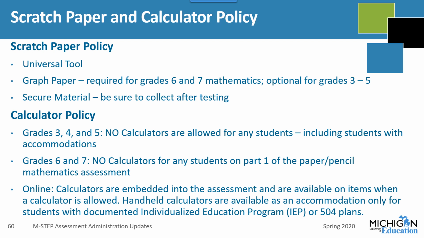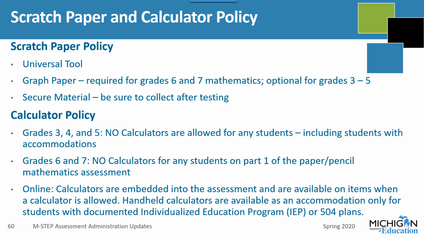For calculators, there are no calculators allowed for grade 3, 4, and 5 mathematics, even if students have the accommodation listed in their IEP or 504 plan. It changes the construct, or what is being measured, of the test. For grades 6 and 7, they are available on the mathematics test. For the online test, calculators are made available on items that have a calculator allowed. If there is no calculator on an item, it is not allowed on that item.